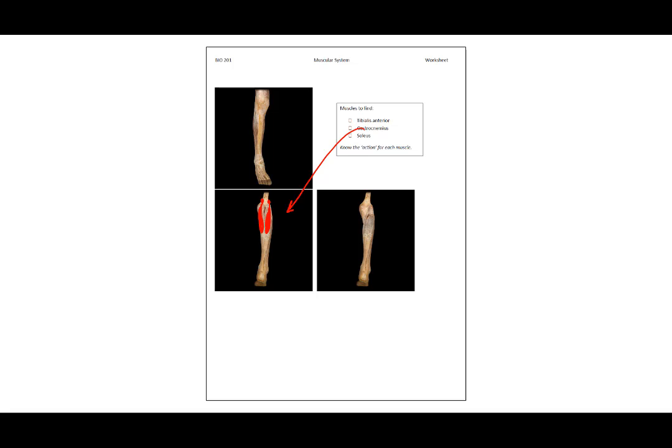So it is plantar flexion with the knee straight. The soleus, we can see, is deeper, and it takes up the entire back of the lower leg. It does not cross the knee, so we can do plantar flexion, but the knee is bent.